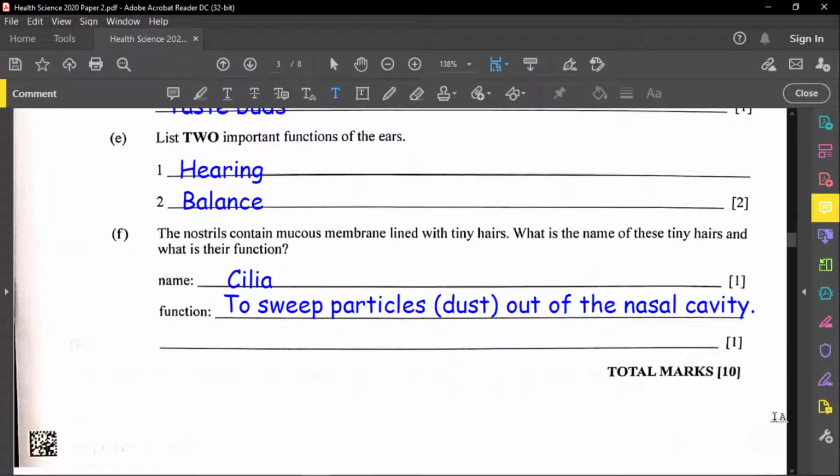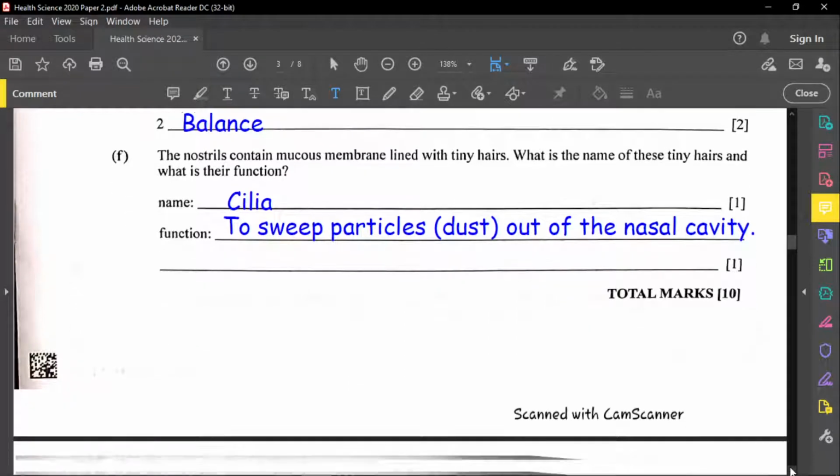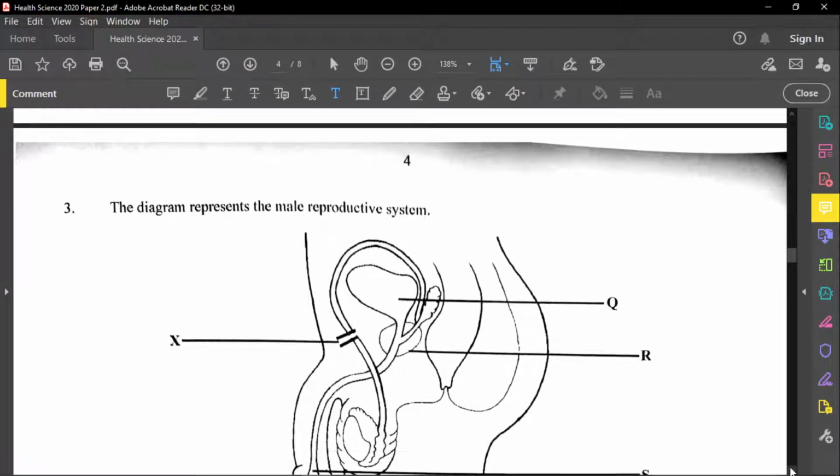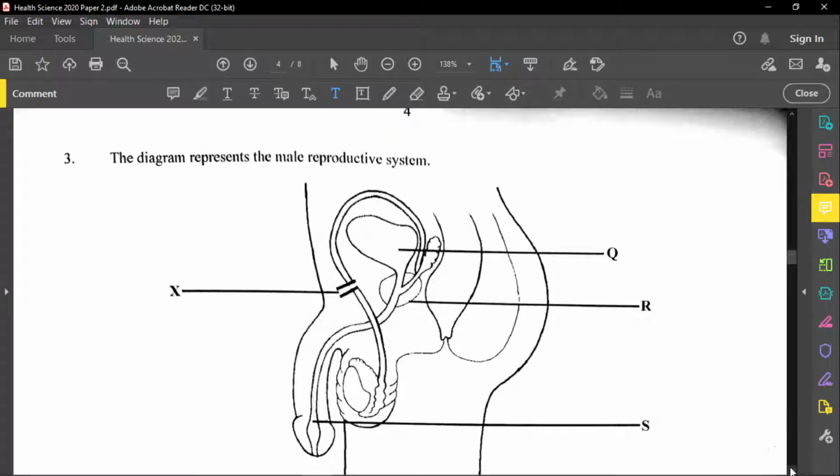All right, so let's go to our next question. Question 2 is out of the way. Question 3, we are halfway there. The diagram presents the male reproductive system. I could just quickly label these for you, and I know we're going to use them.